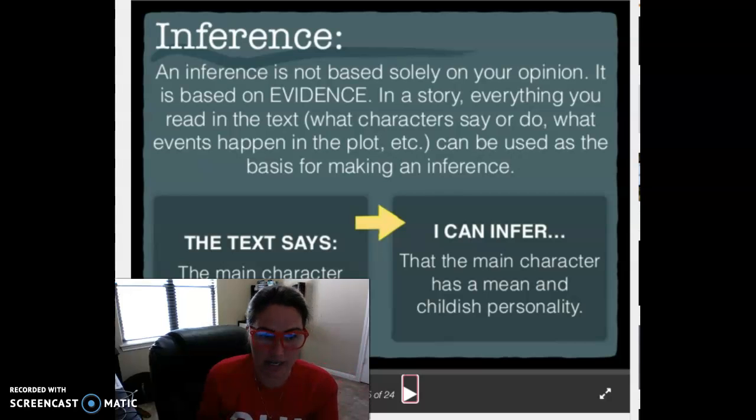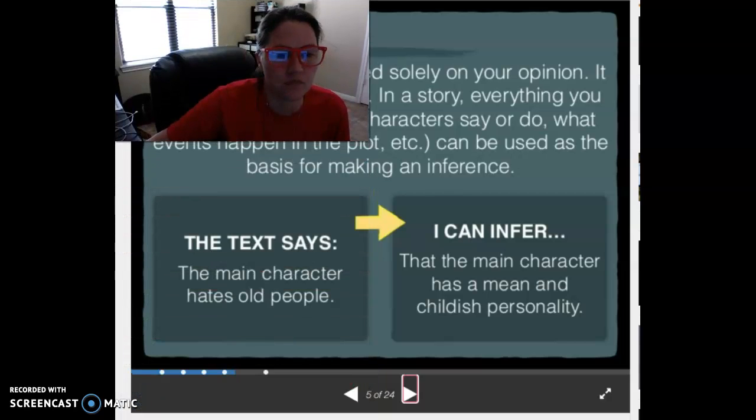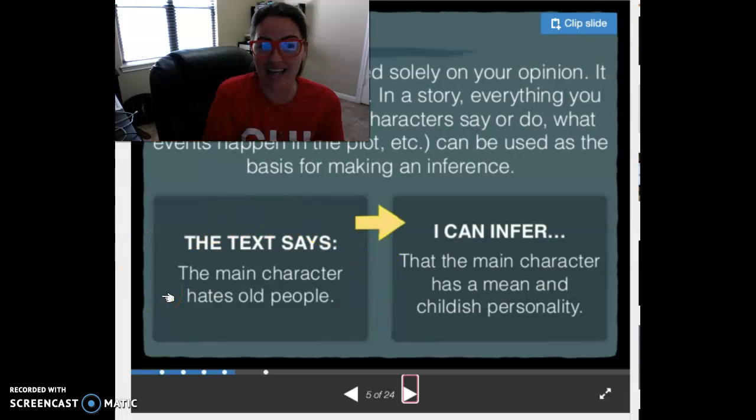In a story, everything you read in text, what characters say, what they do, any events that are happening, this can all be used as your evidence, as your basis for making an inference, and it should be used. So down here you'll see the text says the main character hates old people.